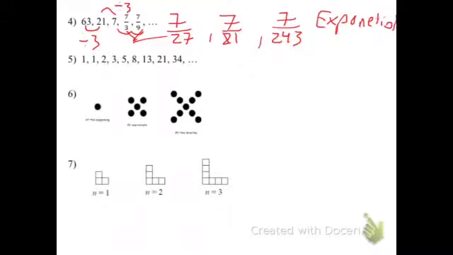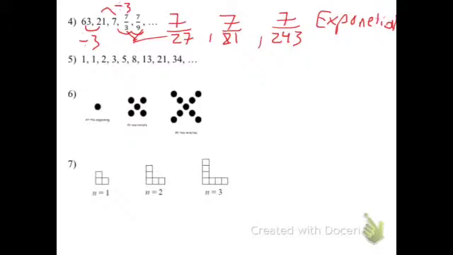It's a little bit harder on the edge there. Anyway, on number 5, this one's got a weird pattern. You notice 1, 1, 2, 3, 5, 8, 13, 21, 34. Yeah, it's not adding a specific number each time. It's not multiplying by a specific number each time.